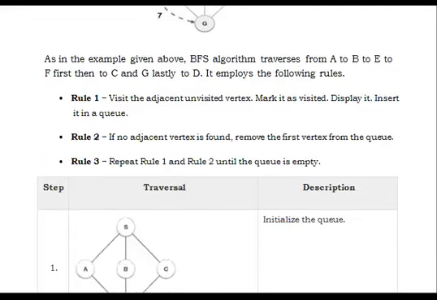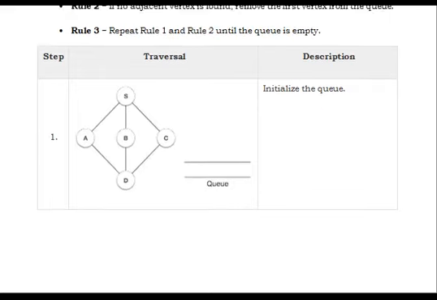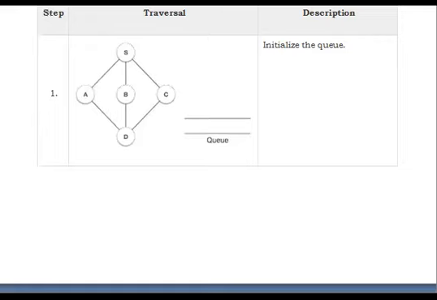There are three rules to follow for breadth first search. The first rule is to visit the adjacent unvisited vertex, mark it as visited and insert it into the queue. In the second rule, if no adjacent vertex is found, remove the first vertex from the queue. In the third rule, repeatedly follow rule 1 and rule 2 until the queue is empty. Here is an example of breadth first search traversal.